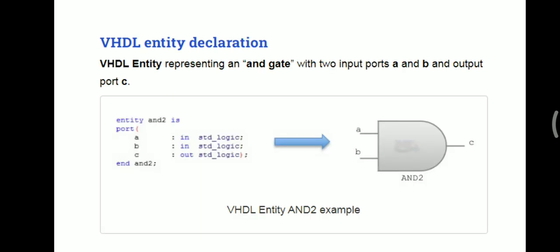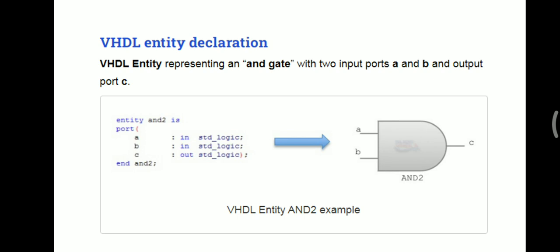Now the entity declaration. A VHDL entity represents an AND gate with two inputs A and B and output port C. To represent this AND gate in VHDL code, you write entity. We can give the entity name as AND2, since we have two inputs. Entity AND2 is port of, where we have two input ports and one output port.